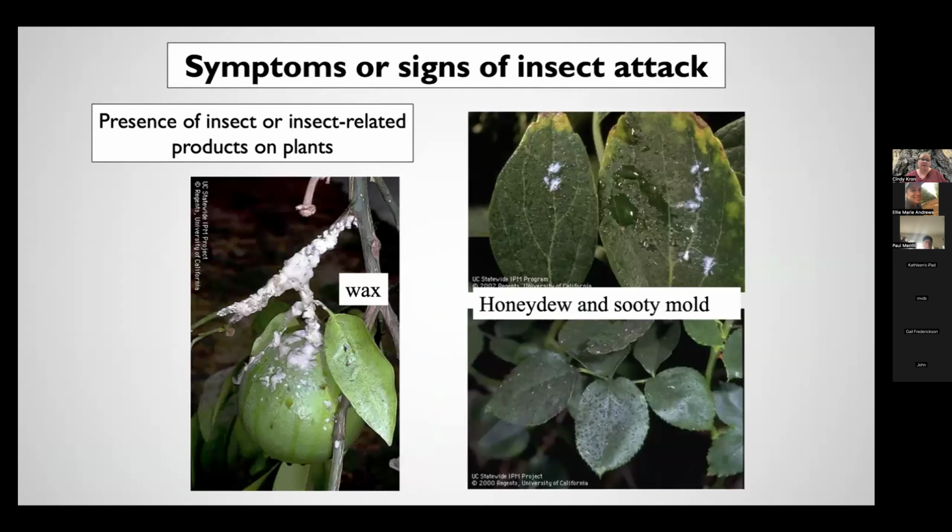Presence of insect or insect-related products on plants. Wax is another piercing, sucking mouth part insect. So you see all this wax, this is pretty bad. You can also see the dripping of honeydew here, right? And sooty mold growing here. This is telling you, here's your honeydew and your sooty mold. And this is telling you piercing, sucking mouth parts.